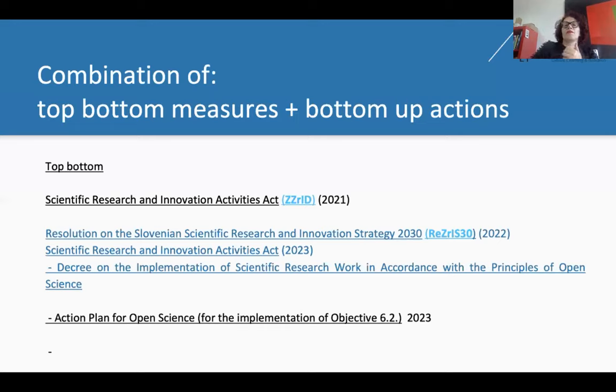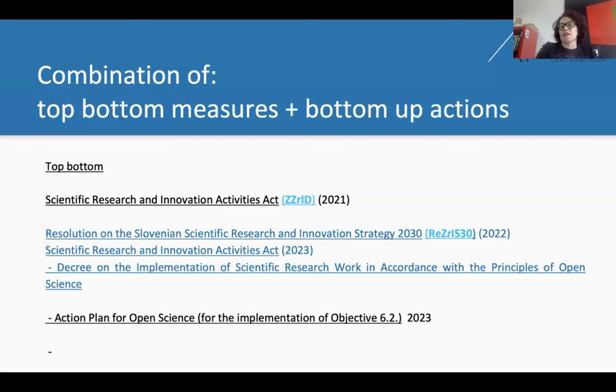I think I heard that expression first from Ben when he was visiting us during the Open Knowledge Day, that we have the top-to-bottom approach in Slovenia. And it's true. But I would also say that we have a combination of both. We have top-bottom measures and we have bottom-up action.